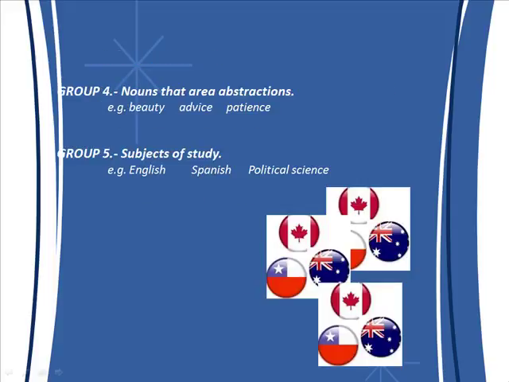Group 4, nouns that are abstractions, like beauty, advice, and passion. Group 5, subjects of study: English, Spanish, political science, and so on. These 5 groups are the different kinds of non-countable or uncountable nouns.